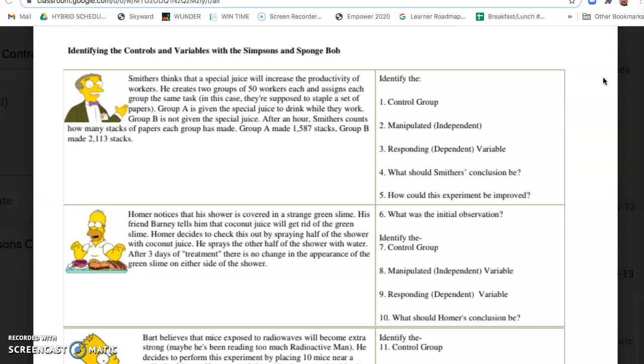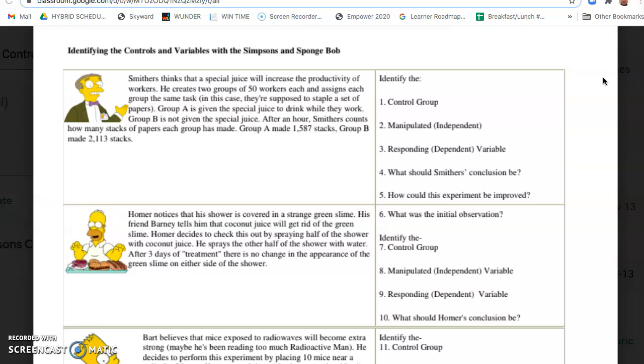Group A is 1,587 stacks. Group B, 2,113 stacks. So what's the control group? That's the one that's going to stay the same, the one that doesn't have anything that you're testing. The manipulated or independent group, that's the one that you're testing to see if it makes any difference.